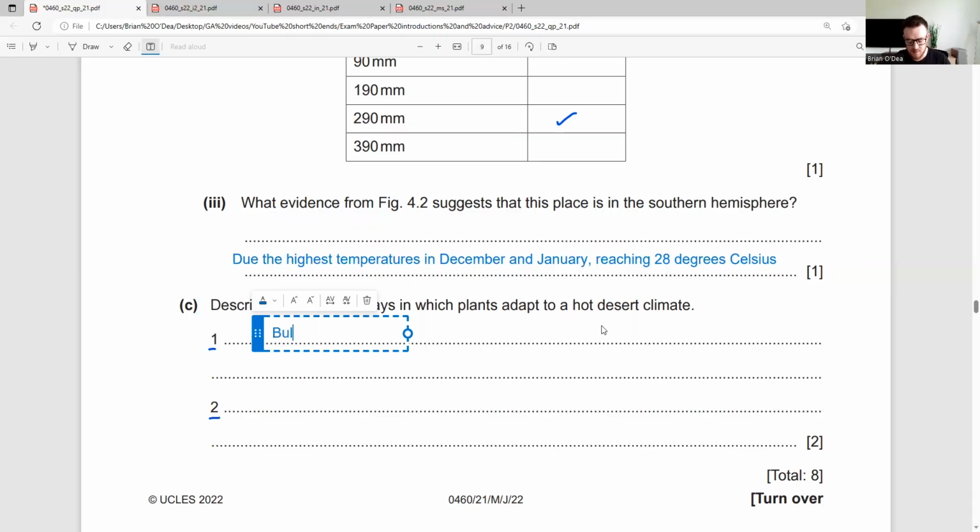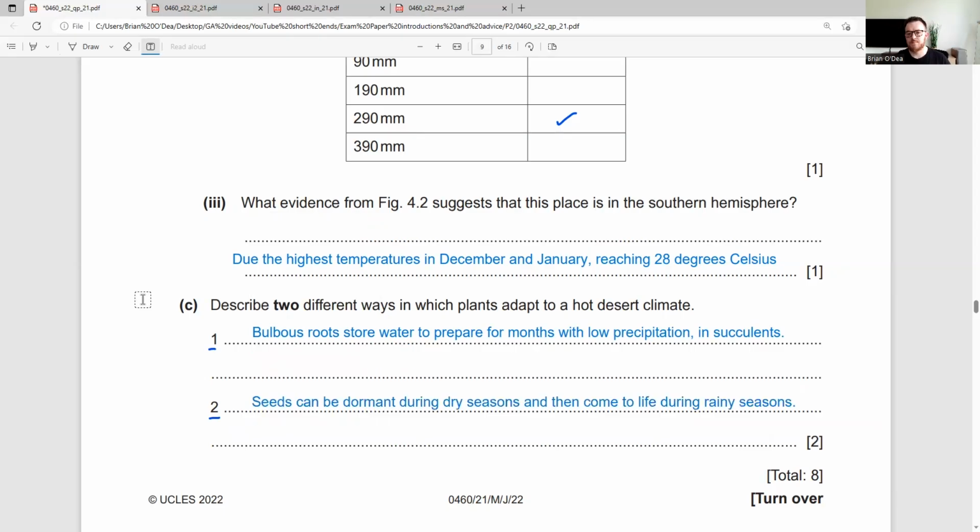So I would say bulbous roots. Okay, let's just skip ahead to the answers. Bulbous roots store water to prepare for months with low precipitation, in succulents for example, and seeds can be dormant during dry seasons and then come to life during rainy seasons. There are just two distinct differences there.